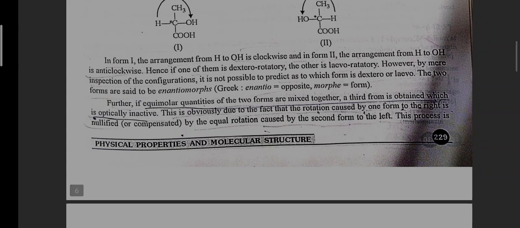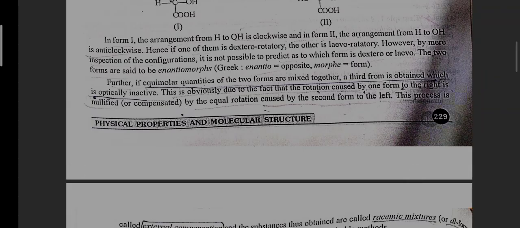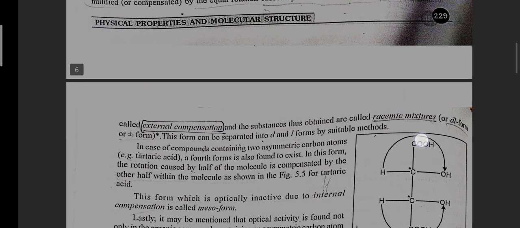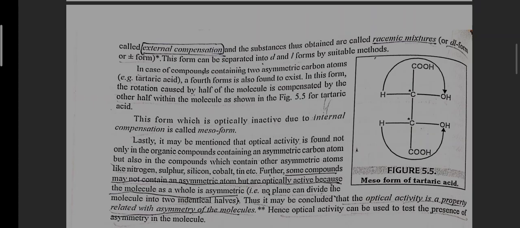Further, if equimolar quantities of two forms are mixed together, a third form is obtained which is optically inactive. This is obviously due to the fact that the rotation caused by one form to the right is nullified by the equal rotation caused by the second form to the left. This process is called external compensation, and the substances thus obtained are called racemic mixtures. This form can be separated into D and L forms by suitable methods.